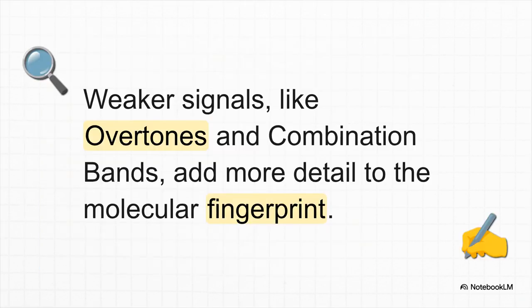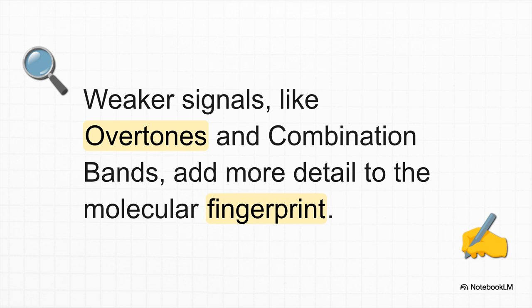But hey, sometimes we get a little bonus information. Weaker signals can also pop up, things called overtones, which are like bigger jumps to higher vibrational states, or combination bands, where two vibrations get excited at once. You can think of these as the faint swirls and ridges in the fingerprint. They might be a bit harder to spot, but they add this whole other layer of detail and confirmation to our analysis.